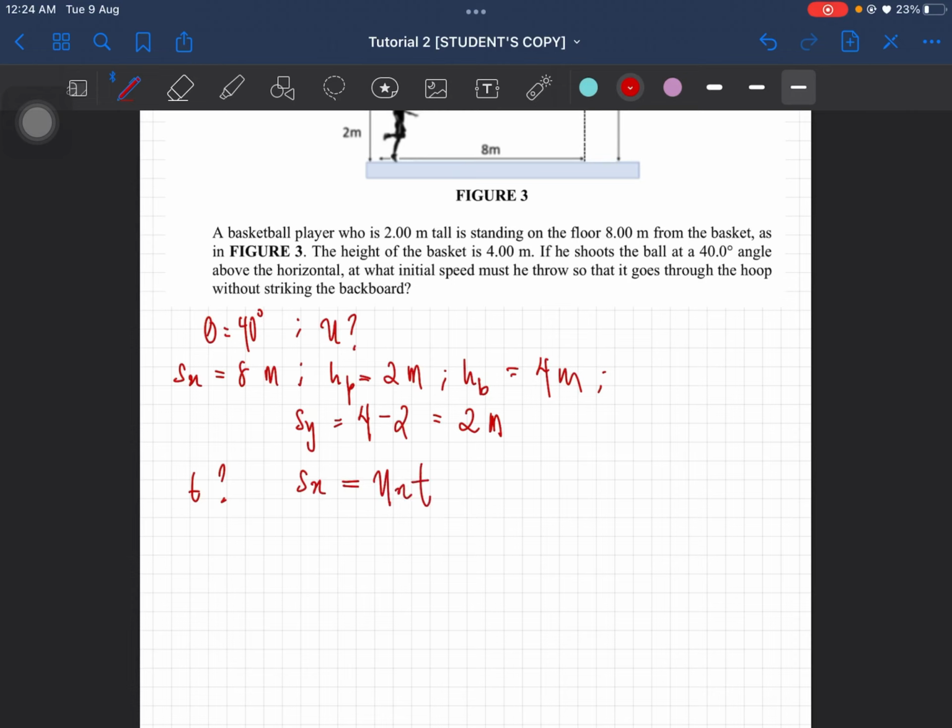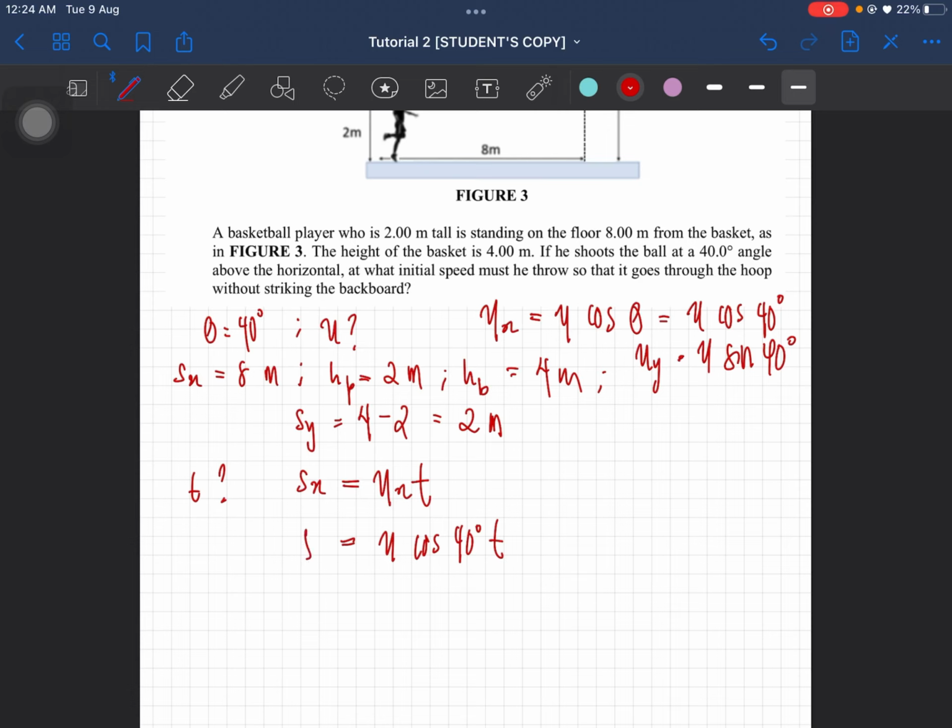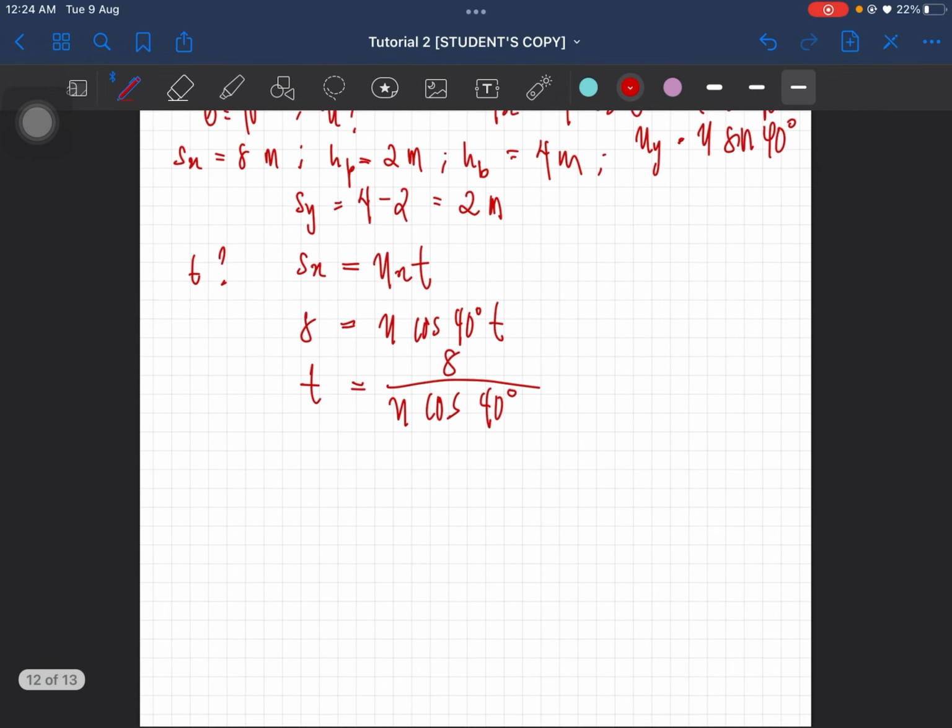Okay, so from here we know that for the U in the X component, it's going to be U cos theta, which is U cos 40 degree. Okay, so we can just write U cos 40 degree. UY is the same, you can just write U sin 40 degree. Okay, so that is the important bit in this part. So this is going to be U cos 40 degree times T, this is 8. So we let T be equal to 8 over U cos 40 degree.